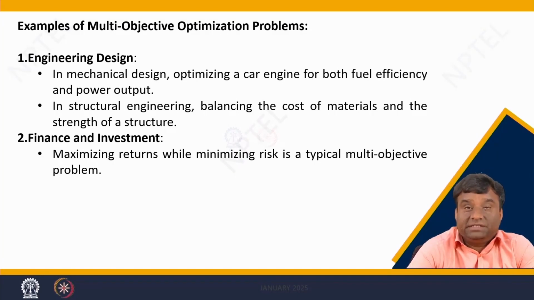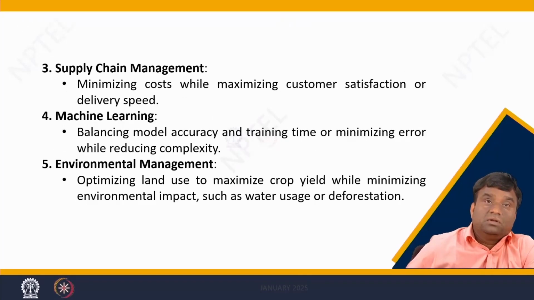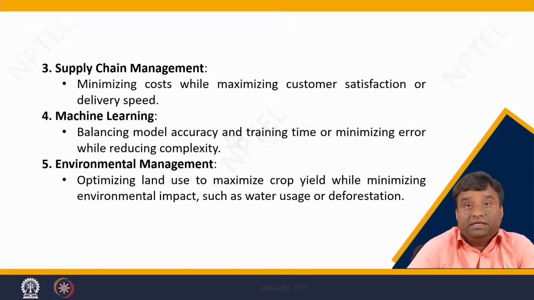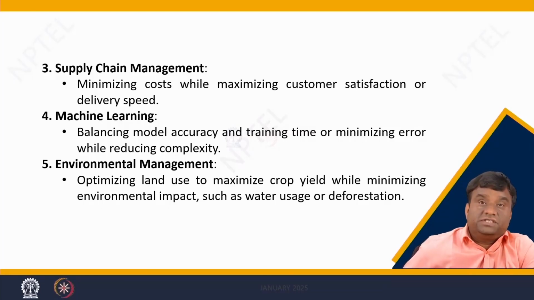Finance and investment: maximizing returns while minimizing risks is a typical multi-objective optimization problem. Supply chain management: minimizing cost while maximizing customer satisfaction or delivery speed. Machine learning: balancing model accuracy and training time, or minimizing error while reducing complexity. Environmental management: optimizing land use to maximize crop yield while minimizing environmental impact such as water use or deforestation.